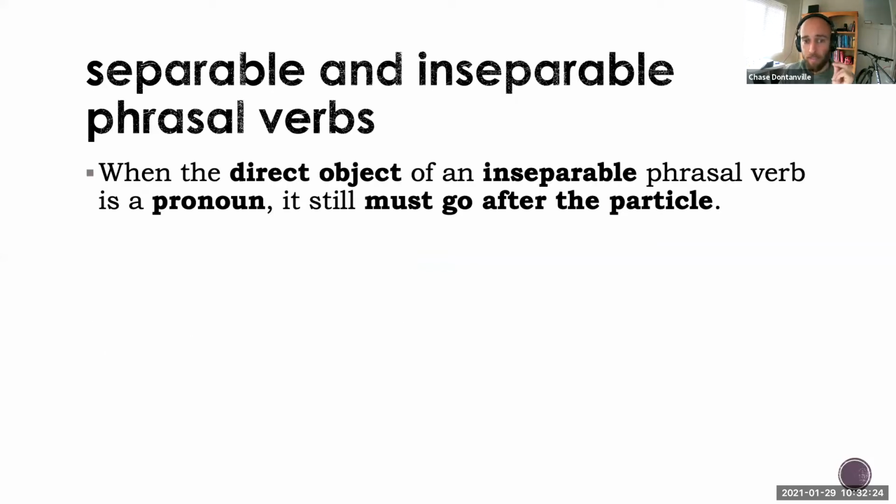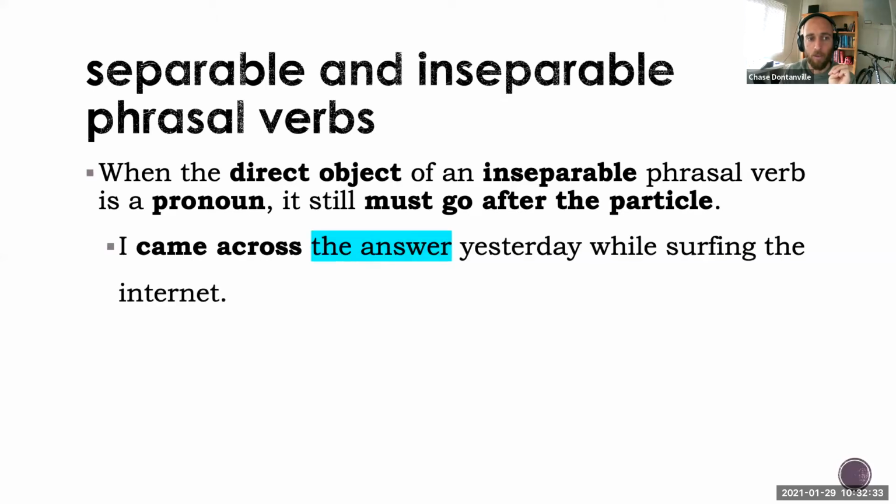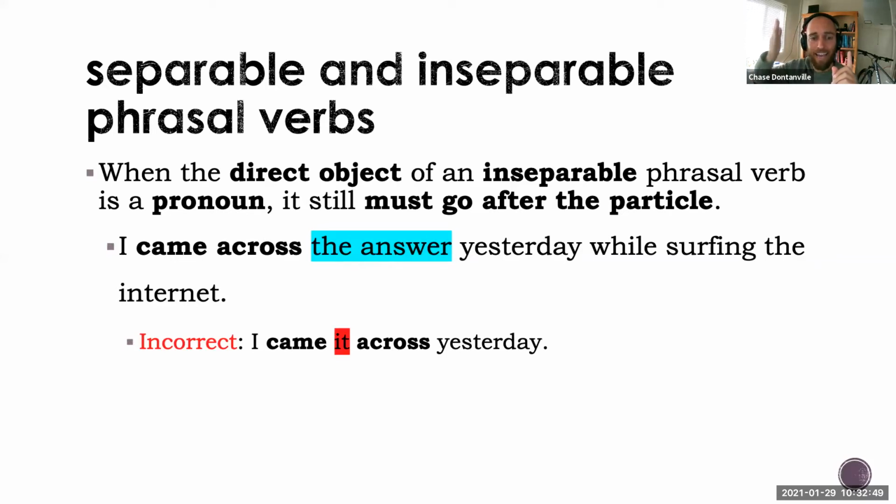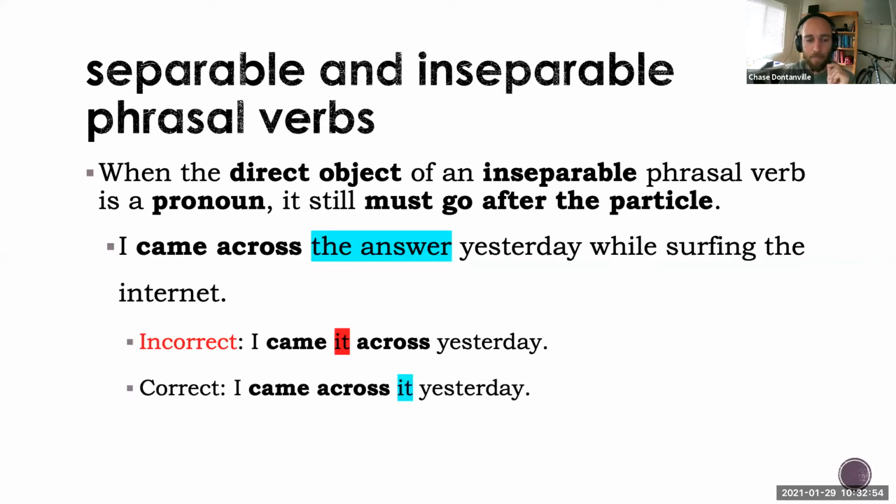When the direct object of an inseparable phrasal verb is a pronoun, it still must go after the particle. So another example, I came across the answer yesterday while surfing the internet. So it's incorrect to say, I came it across yesterday. Remember, like we said before, if you use a pronoun, it cannot go in the middle. So you have to say, I came across it yesterday.